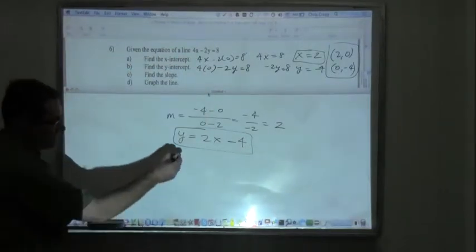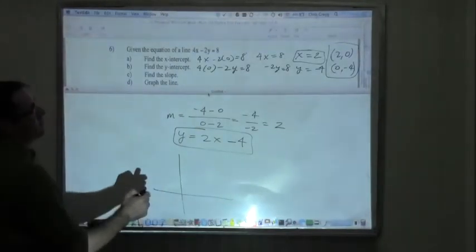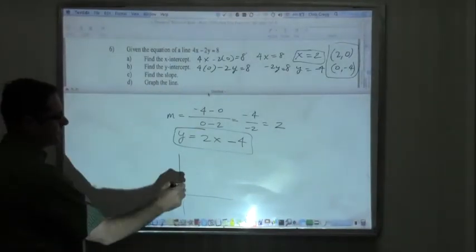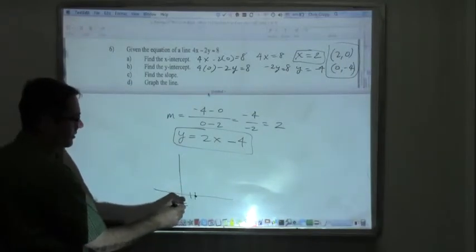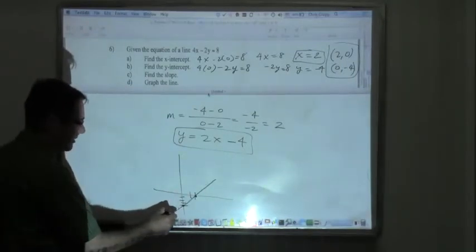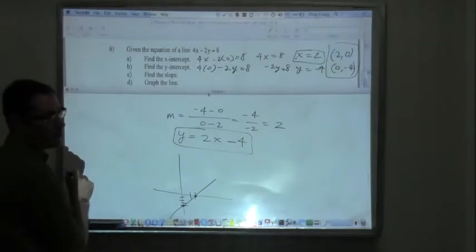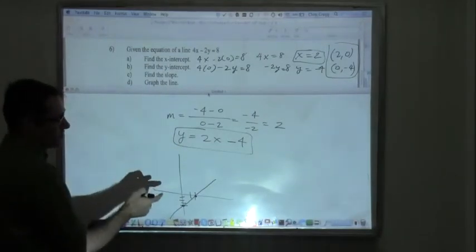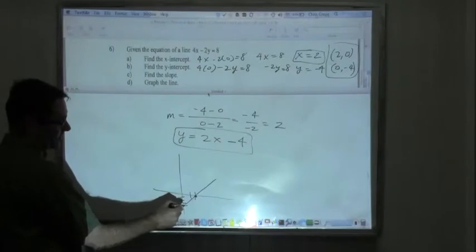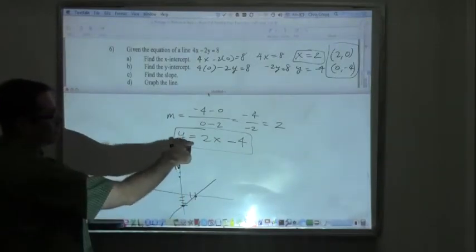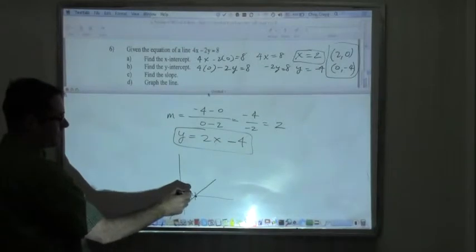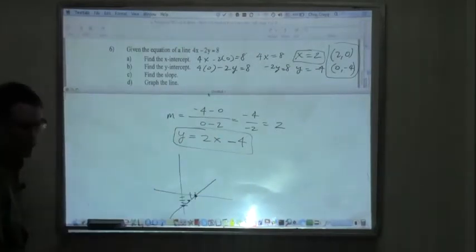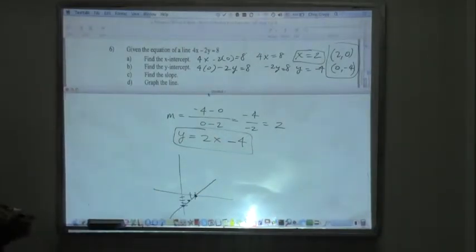Okay. And then graphing it, well, you know enough points to do this, right? You know that you've got (2, 0) and you've got (0, negative 4). And you could just draw a line right through that. That's the easiest way to do it. Or you could pick one of them, the y-intercept, let's say, and then you could say, okay, I can go up 2 and over 1, up 2, over 1, up 2, over 1. And you'd draw a line through that. Not hard.